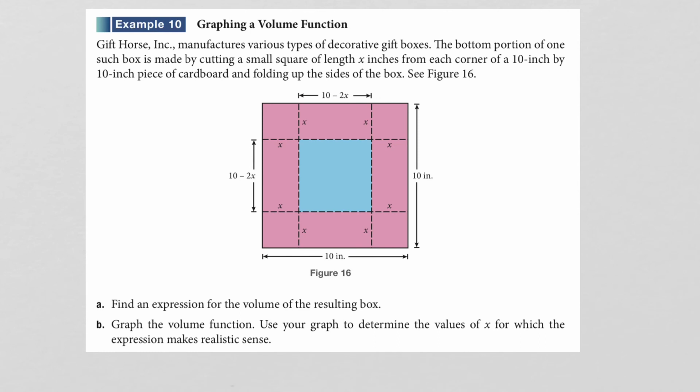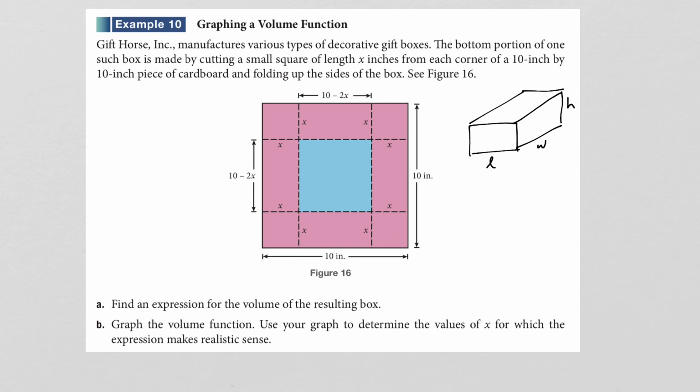In our last example, we look at decorative gift boxes. So here it says we're going to make a box by taking a 10-inch square piece of cardboard, and we're going to cut out little squares on each of the corners. And then we will fold up the sides to make a box. So this blue square you see here, that's the bottom of the box when it has been formed. So we want to talk about what is the volume of the resulting box. So let me give you a little bit of a crash course in rectangular prisms.